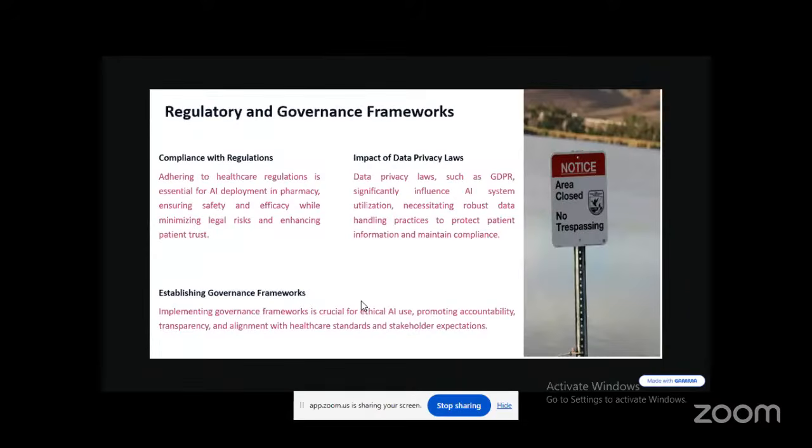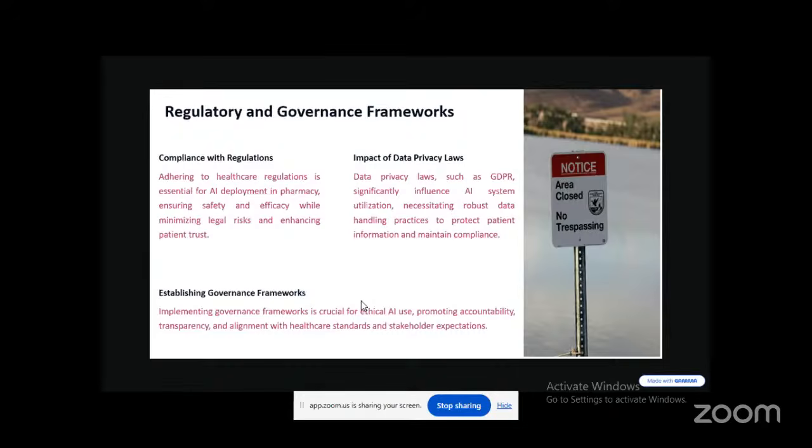Coming to the regulatory and governance framework, this helps us with compliance with regulations. If you give the data on the usage of medical devices or medicines, or a case study of a particular person, it is going to maintain compliance, ensuring safety and accuracy with minimal legal risks and enhancing patient trust. Impact of data privacy laws: data privacy laws influence utilization and necessitate robust data handling practices to protect patient information and maintain compliance.